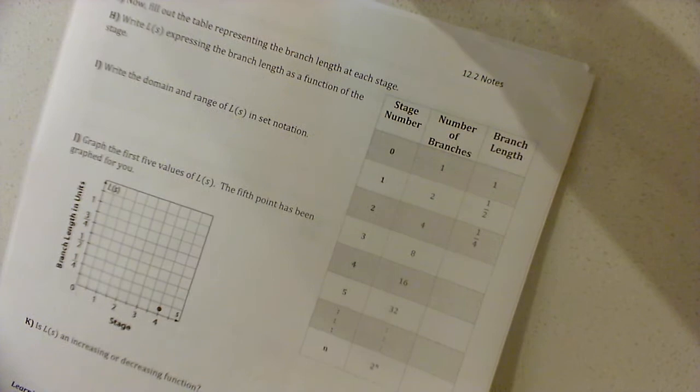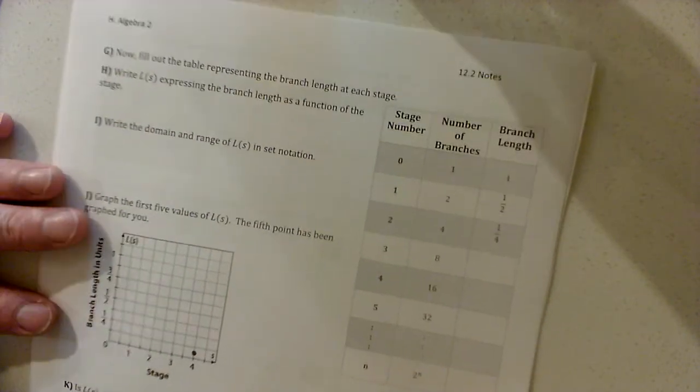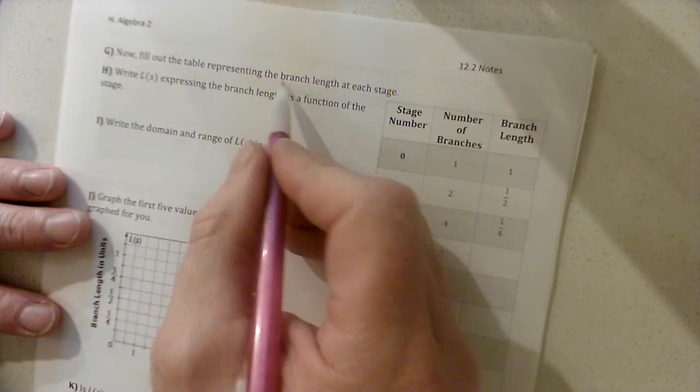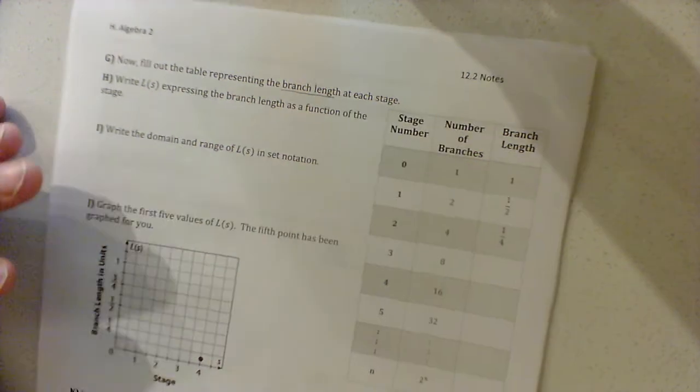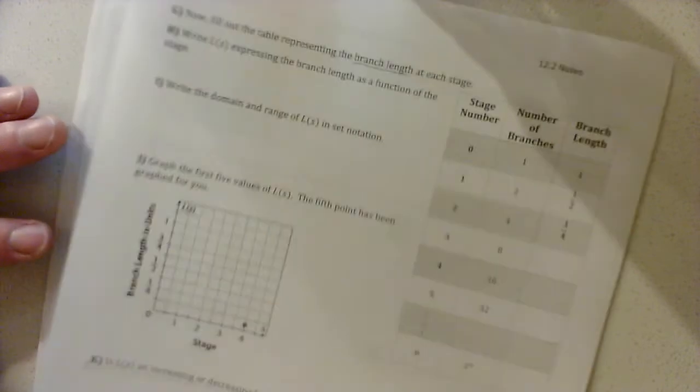Number 2. All right, let's fill out this data, and we'll see if we can get through this page too. We can do 2 pages at once, right? It says, now fill out the table representing the branch length. And I just want to show you what they mean here, right? Although there's more branches each time, let's go ahead and look back at what we just did, right?